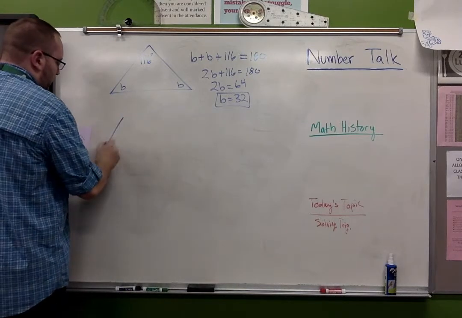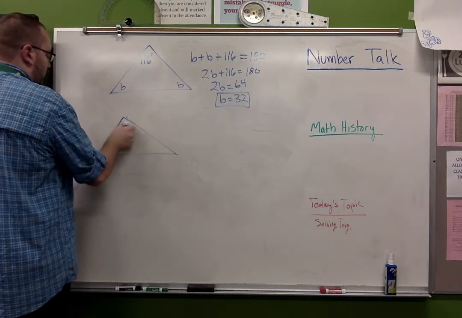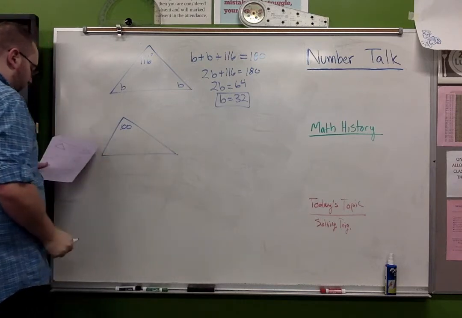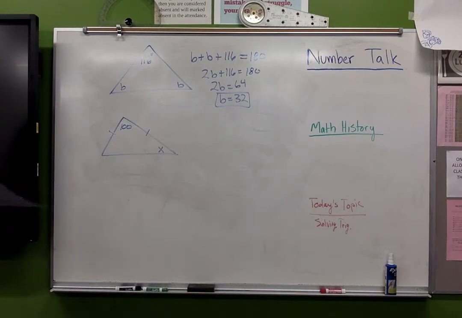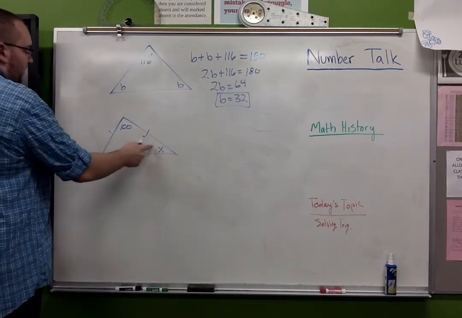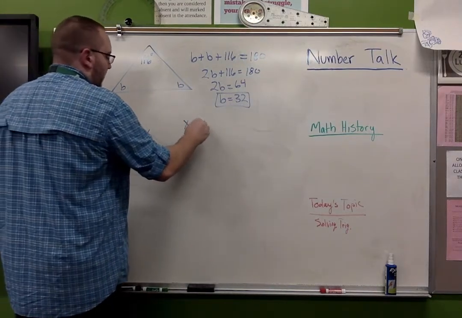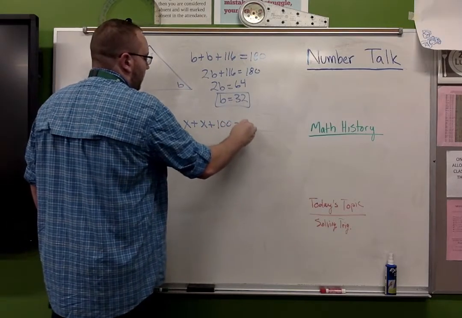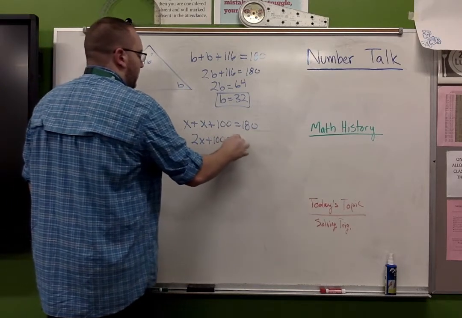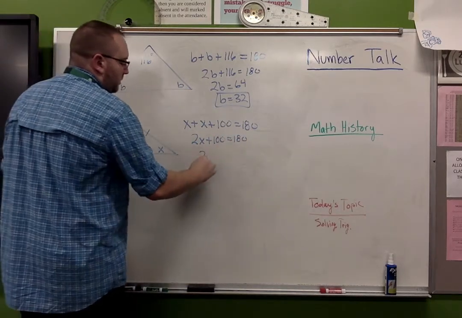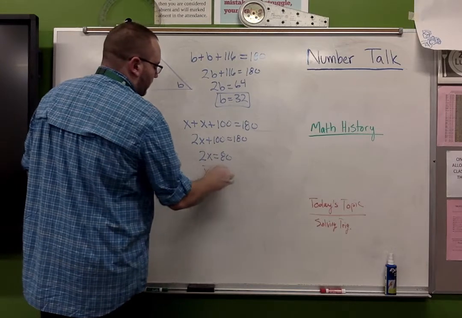The next one. This is 100. This is x, and these two sides are congruent. All right, so this is an isosceles triangle, which means that these two angles have to be equal to each other. So we can put an x here. So then x plus 100 equals 180. x plus x is 2x plus 100 equals 180. Subtract 100 both sides. 2x is equal to 80. Divide by 2 both sides. x is equal to 40.